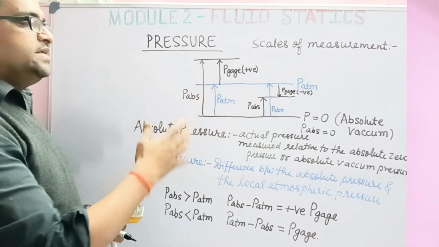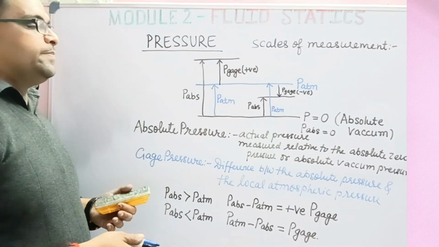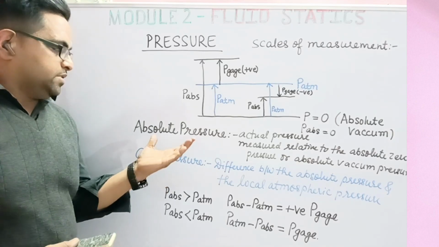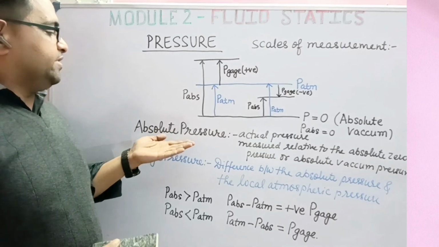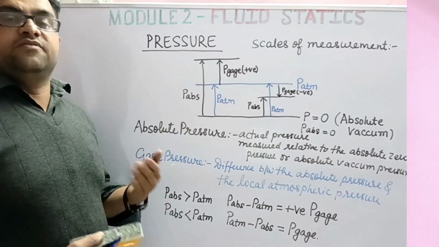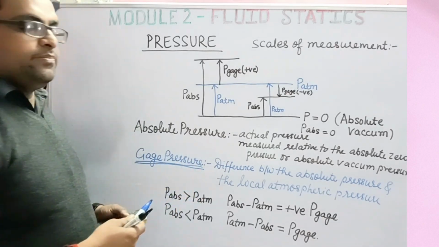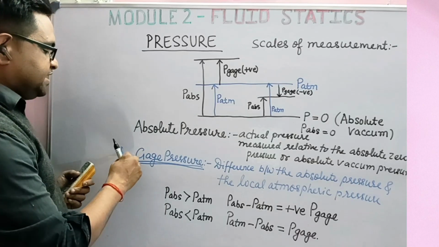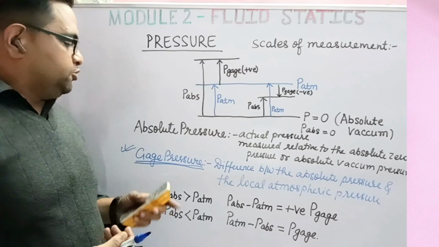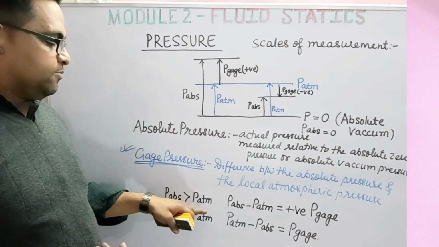So these are the scales of measurement which are very important, and you must remember that most of the pressure measuring devices are calibrated to read the difference between the absolute pressure and the atmospheric pressure. So most pressure measuring devices give us the gauge pressure. Whatever readings we see in the various devices, we actually see the gauge pressure. So in case you are asked to find the absolute pressure, you must find the sum of the gauge pressure and the atmospheric pressure.